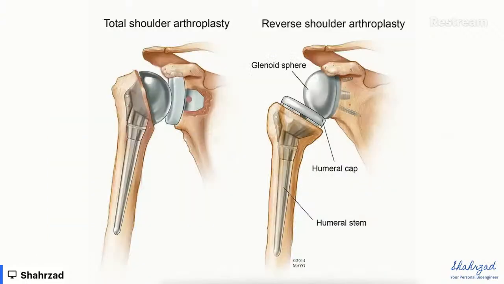Moving on, here you can see total shoulder arthroplasty on the left, and on the right we have reversed shoulder arthroplasty. These are two types of shoulder joint replacement. Basically, the one to the left is conventional. It follows the structure of an actual shoulder joint. And the one to the right is reverse shoulder arthroplasty.